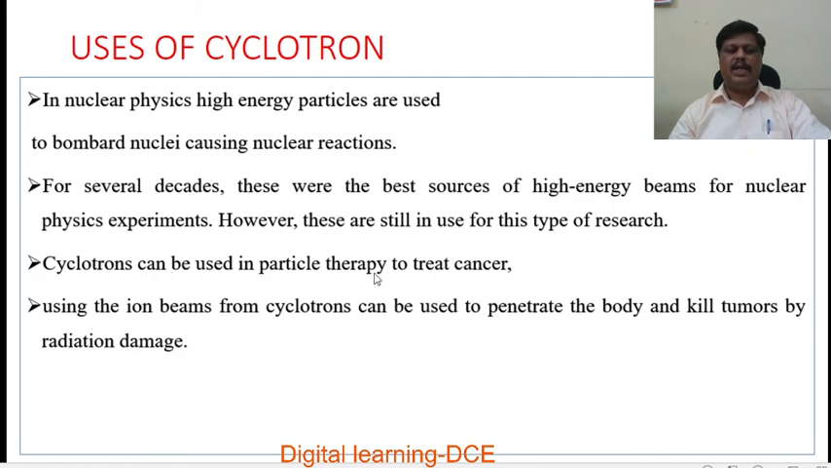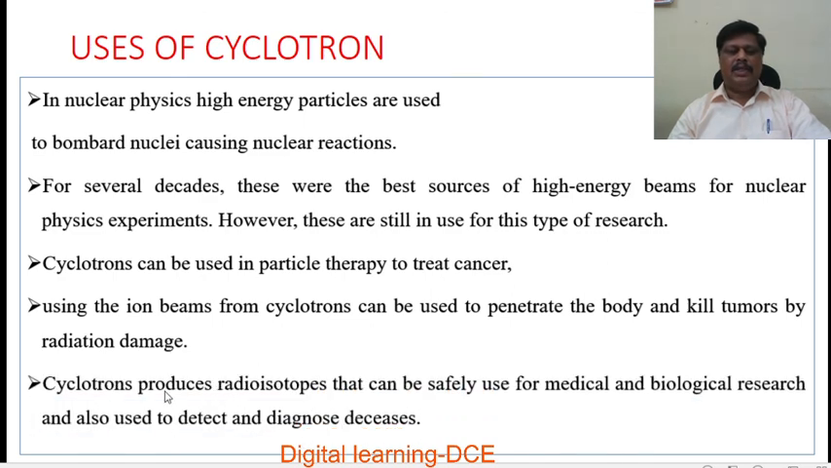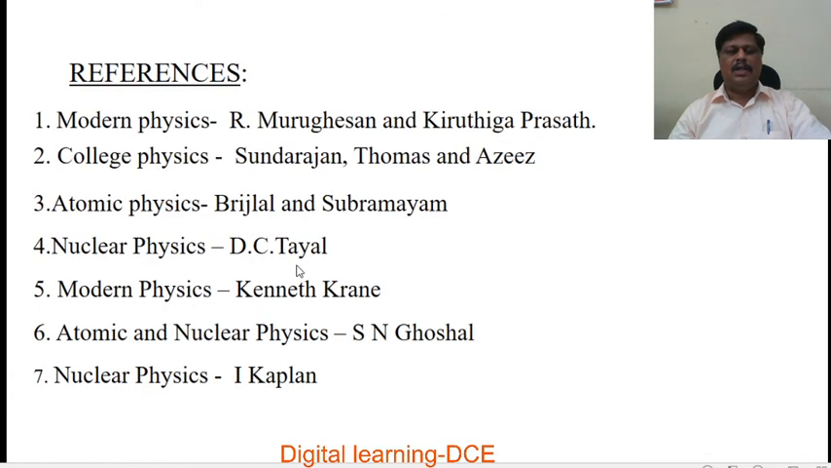Cyclotrons can be used in particle therapy to treat cancer. The ion beams from cyclotrons can penetrate the body and kill tumors by radiation damage. Cyclotrons produce radioisotopes that can be safely used for medical and biological research and also used to detect and diagnose diseases. These are the uses of the cyclotron, and this is about the principle, construction, theory, limitations and uses of the cyclotron.